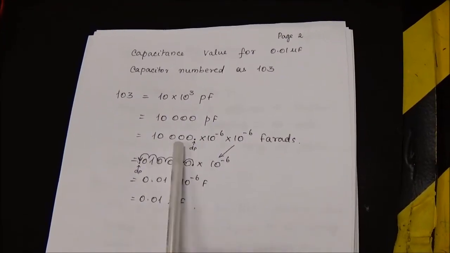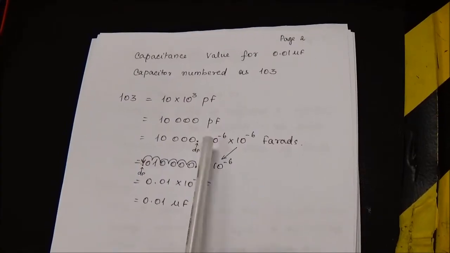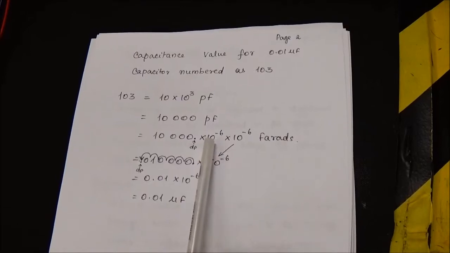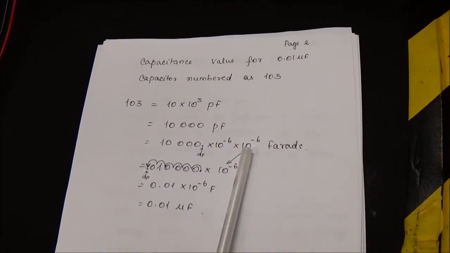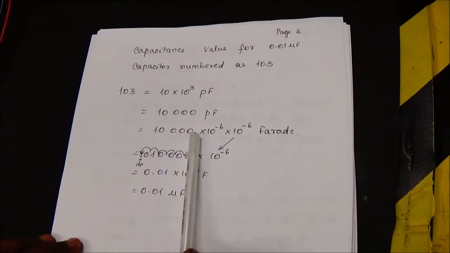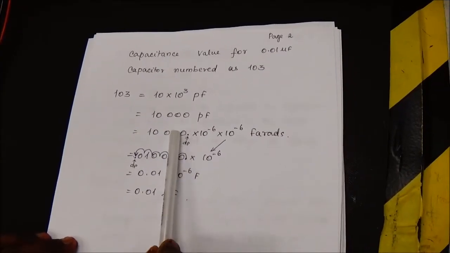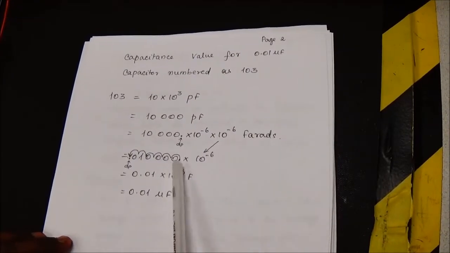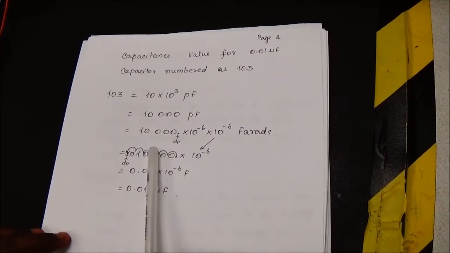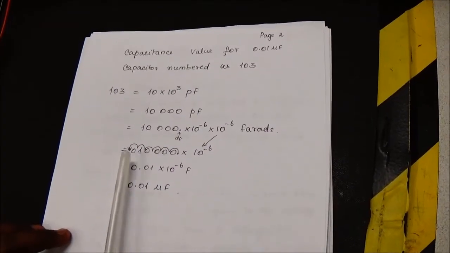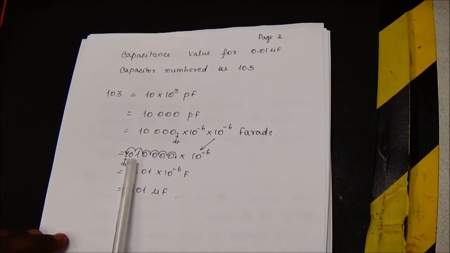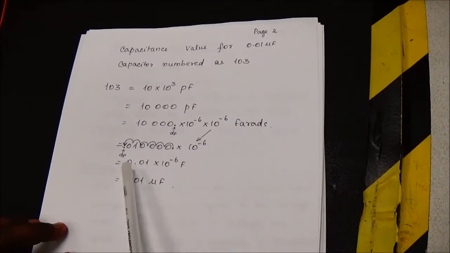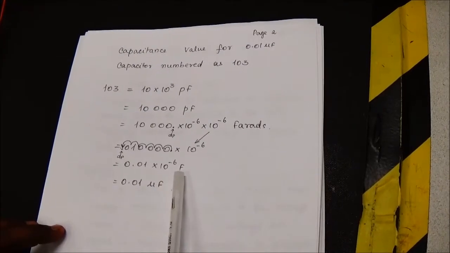Now 10,000, the decimal point is here. I have written 10 picofarad is 10 raised to the power minus 12. I have just written it like this for convenience. Now I am going to move this decimal point 6 places to the left, and I would have it in 10 raised to the power minus 6 farads like this. The decimal point has moved 6 places and it is here now. Now 0.01, and there is only one 10 raised to the power minus 6 farad, so I can say it as 0.01 microfarads.